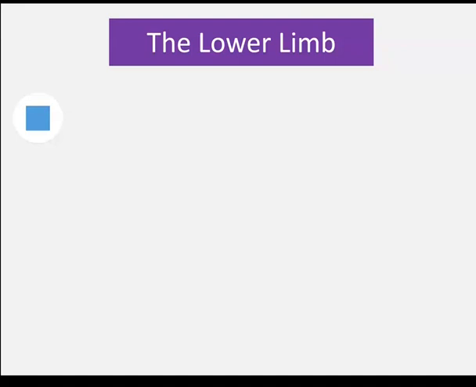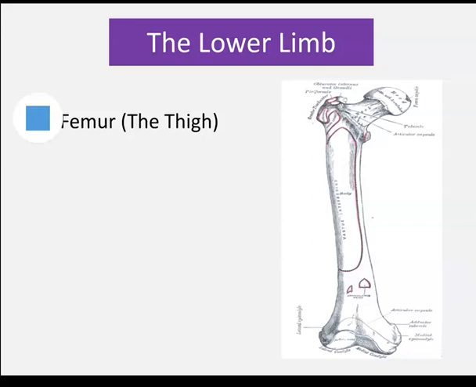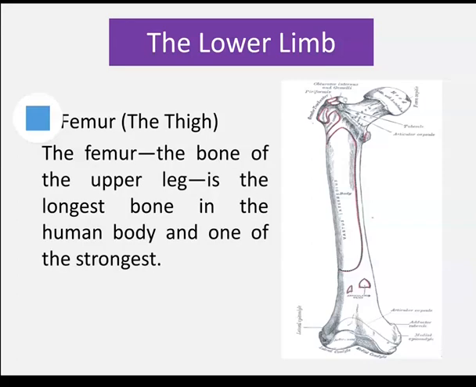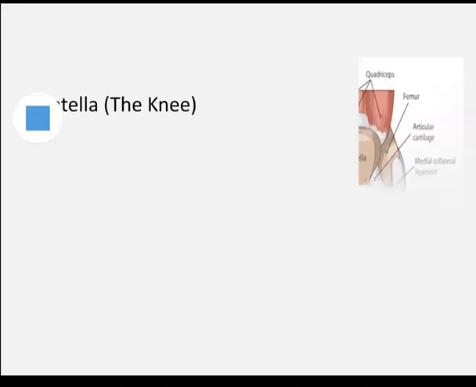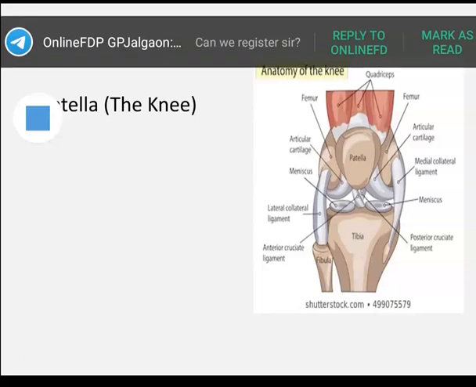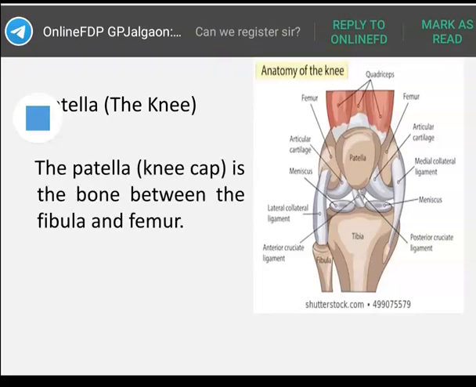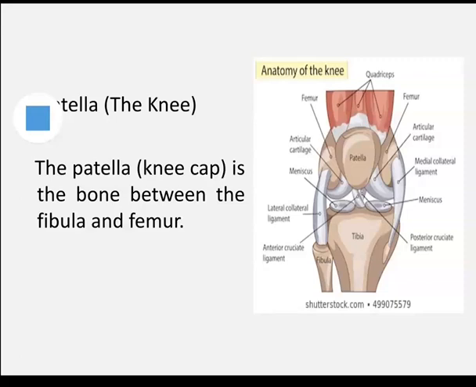So the lower limb, in which the femur bone or the thigh bone. The femur is the longest and strongest bone of the human body. Next is patella, also known as the kneecap, and it is situated between the tibia and femur.